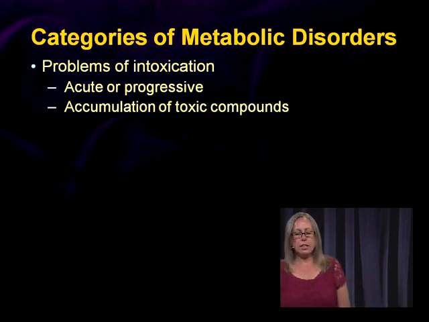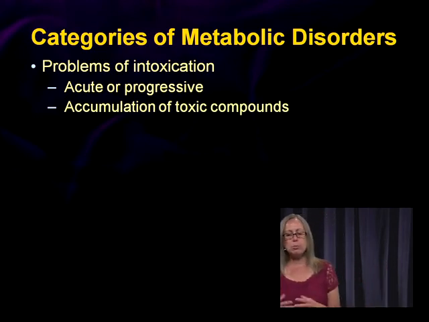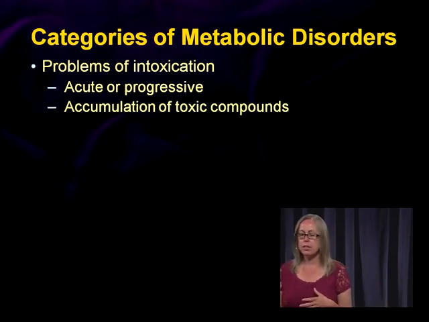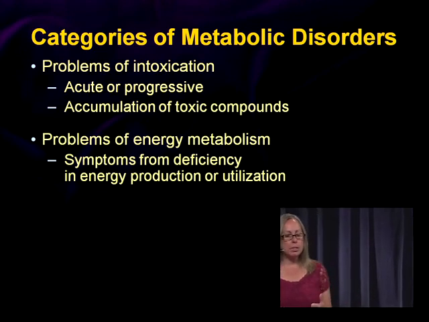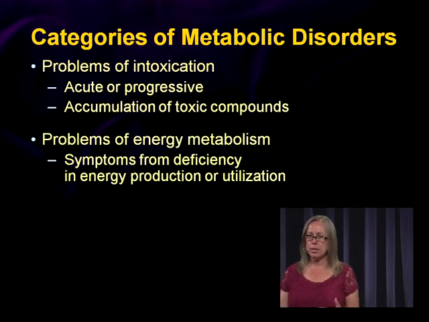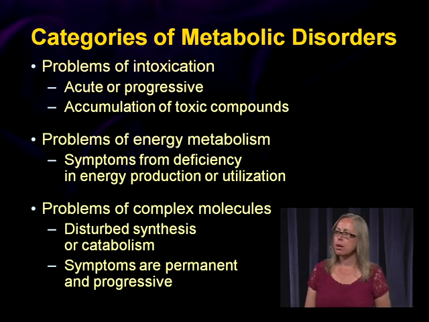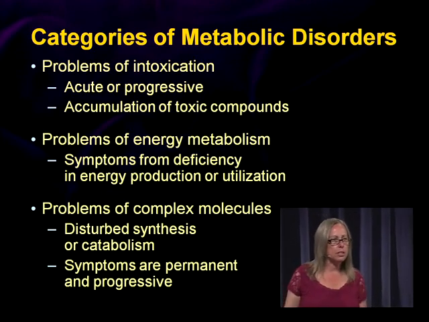So, categories. Ways to think broadly about metabolic conditions. Problems of intoxication. These can be acute or progressive, and they're due to an accumulation of toxic compounds. You can have problems of energy metabolism. So the symptoms are not from having too much of something, but not having enough of something else, so you're not getting enough energy out of the system. And then you have problems of complex molecules. So either you have problems with synthesizing a complex molecule or breaking it down, and the symptoms for these are permanent and progressive.